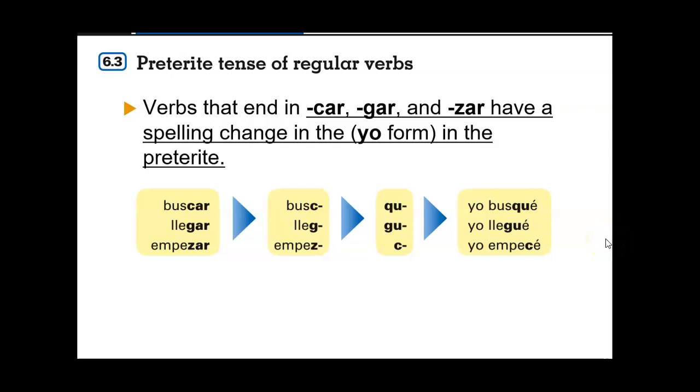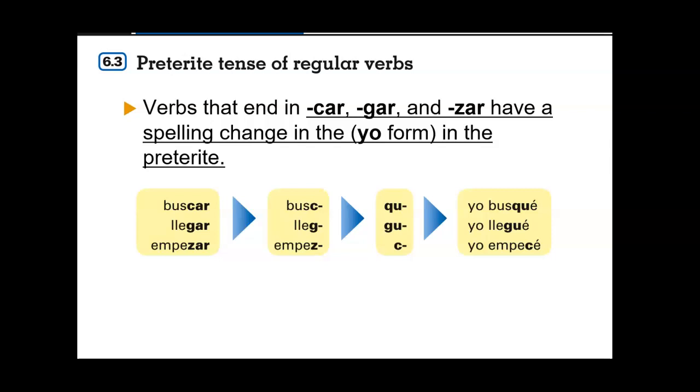If you remember the beginning of last year, CE or CI end up making the S sound. So we have to stem change the C to a QU to keep that K sound. So buscar changes to busqué. Remember, only in the yo form. Then you have llegar. The G changes to a GU, and it would be yo llegué. And then the Z changes to a C, and you have yo empecé.